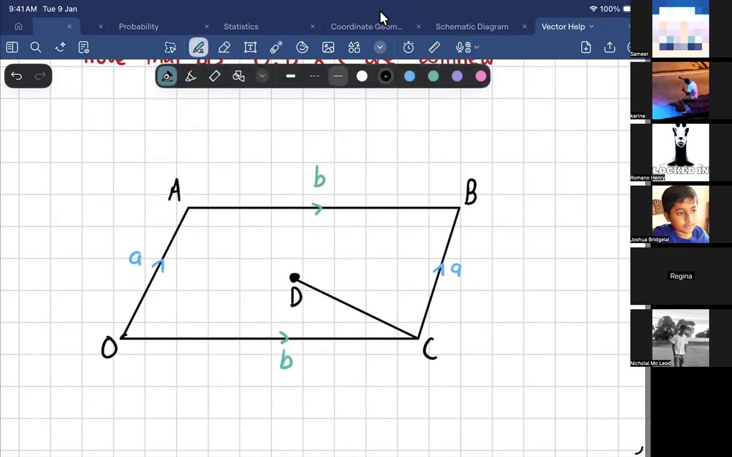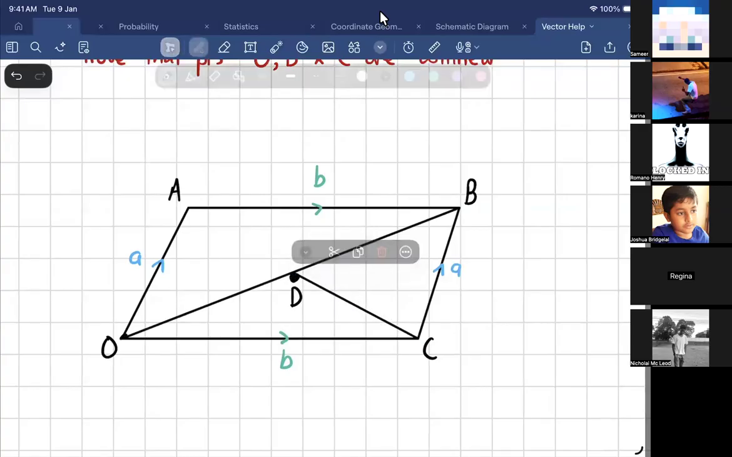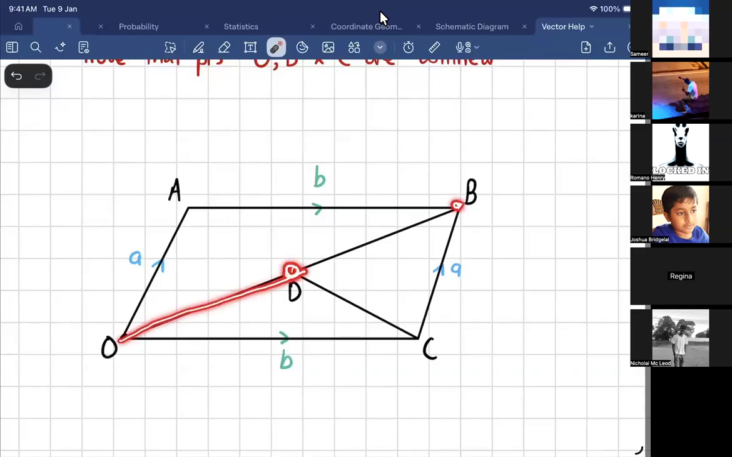And then in the end, they might say, show that O, D, B are collinear. Now, when you look at this, could we see that they are collinear? Collinear just means that they're on the same line. Could everybody in class see that O, D, and B lie on the same line? Could we see that with our own eyes? Yeah or no? Yes, sir.